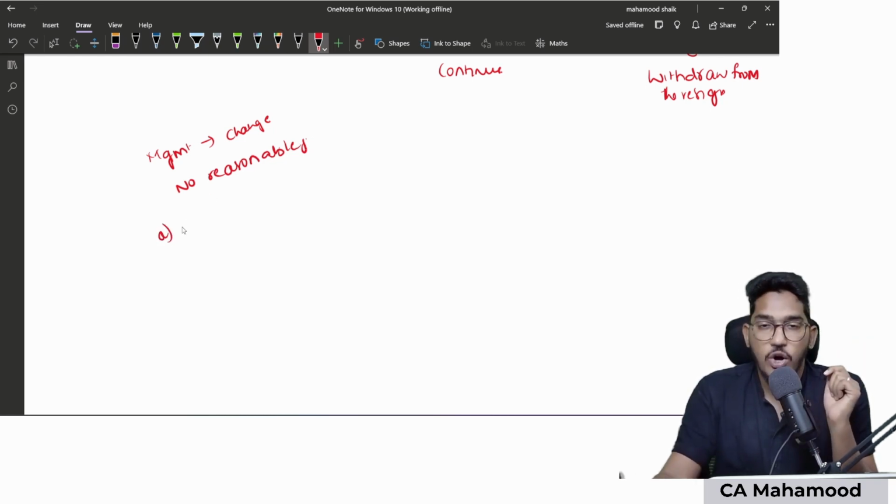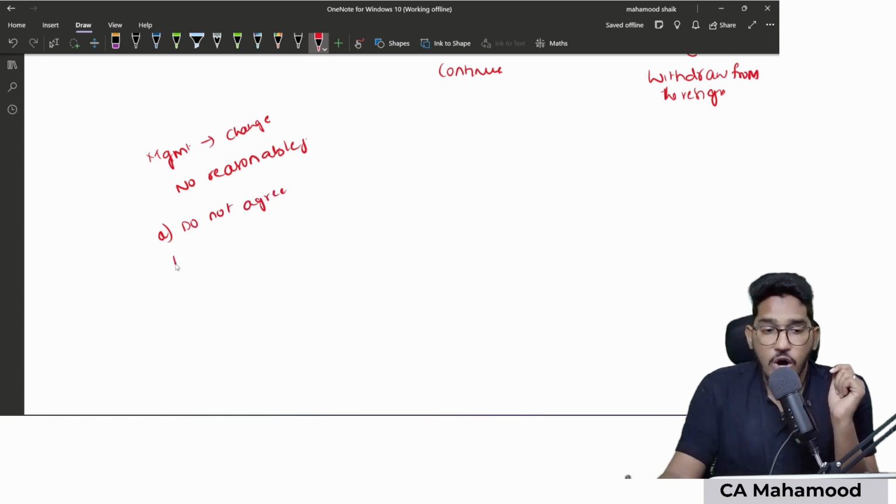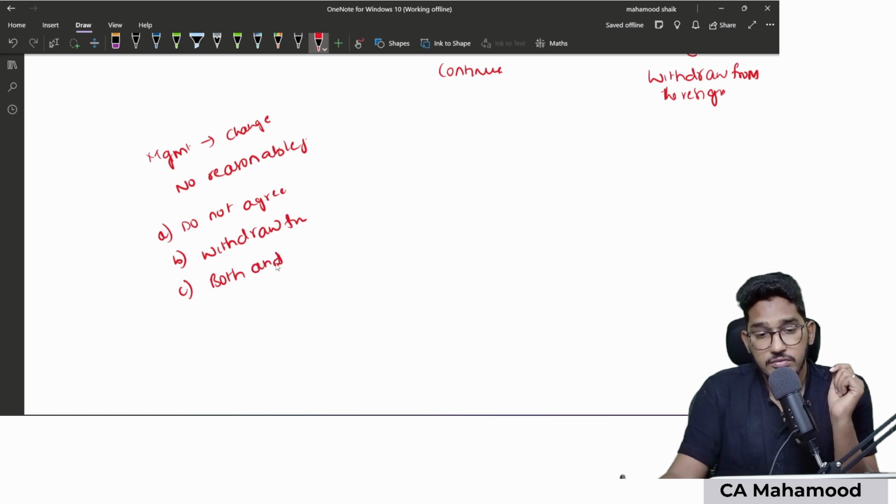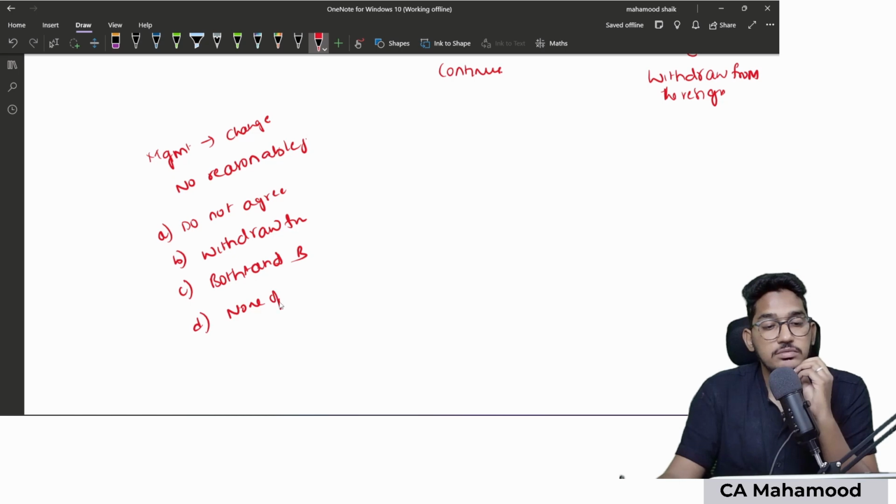Four options are given. Option A, do not agree to the changes. Option B, withdraw from the audit. Option C, both A and B. Option D, none of the above. What option will you choose?